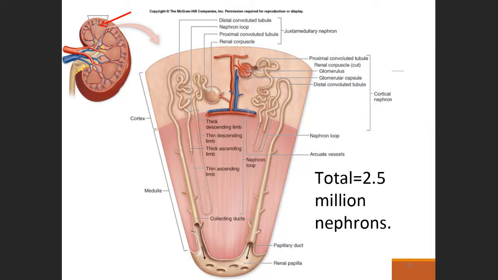We have cortical nephrons, which, as you can imagine, sit more so in the cortex. They have a small portion that would extend down into the medulla, but not nearly to the same degree that we see our juxtaglomerular nephrons extend down. They will extend down into the medulla to a much greater extent. For now, we'll look at that as an anatomical difference.